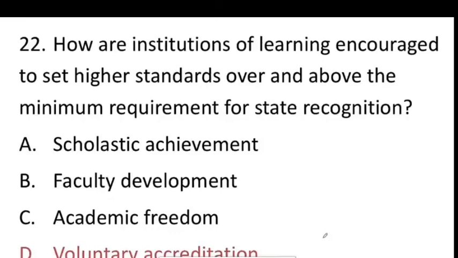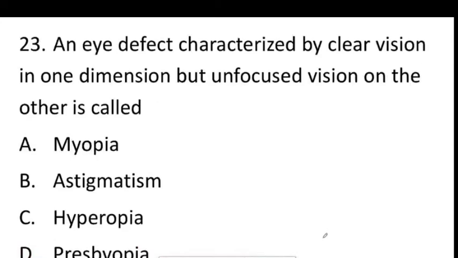That's why we have your PAASCO, you have your AACOP, okay, and the rest of accrediting bodies. Okay, so we have voluntary accreditation because we want the colleges, we want universities to set higher standards, higher than the minimum required by the state. Number 23. An eye defect characterized by clear vision in one dimension but unfocused vision on the other is called, is it letter A, myopia, letter B, astigmatism, letter C, hyperopia, or letter D, presbyopia?